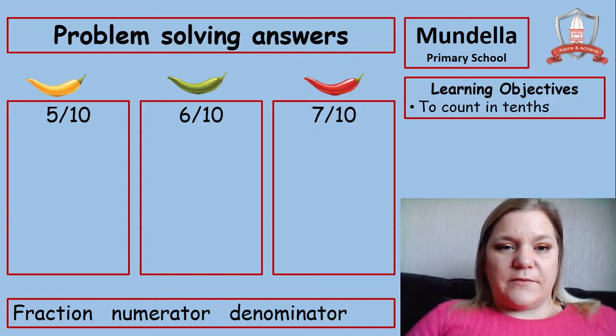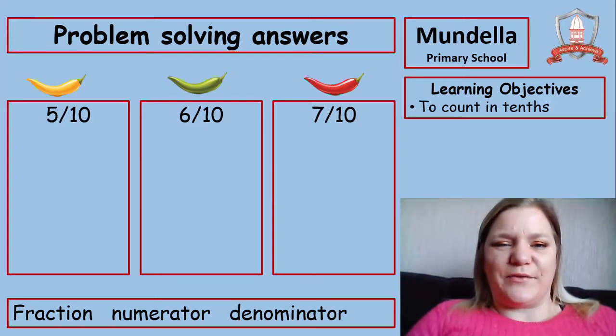Here are the answers for the problem solving. So 5/10 for the yellow chili, 6/10 for the green chili, and 7/10 for the red chili. Well done if you got those right.